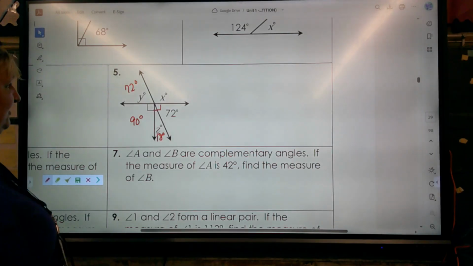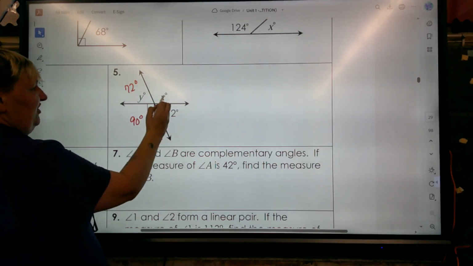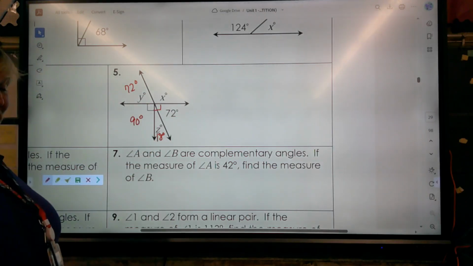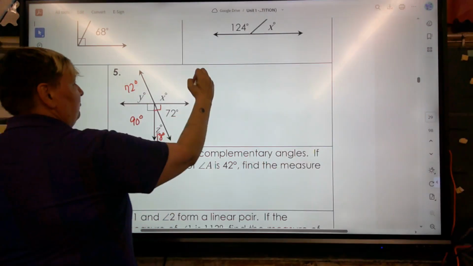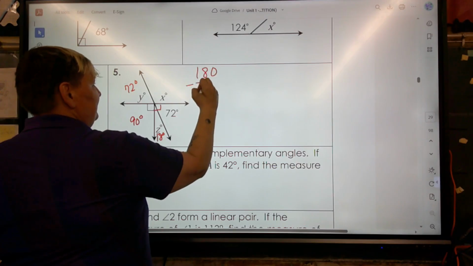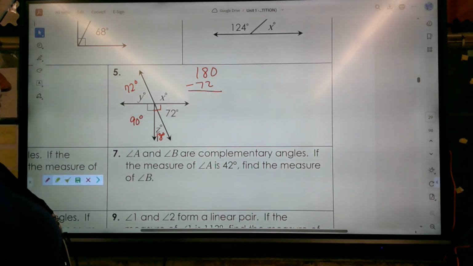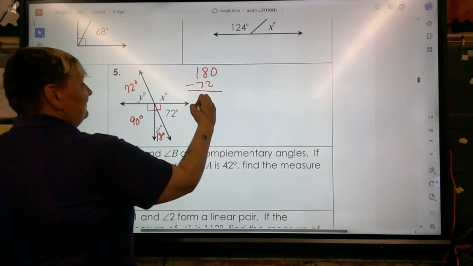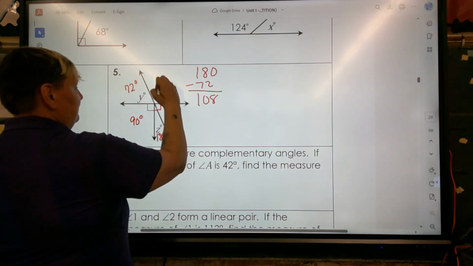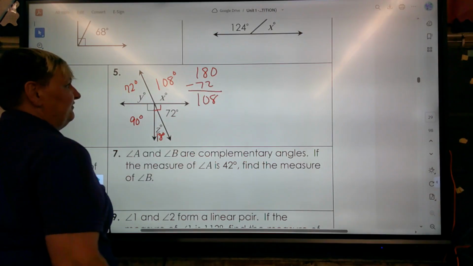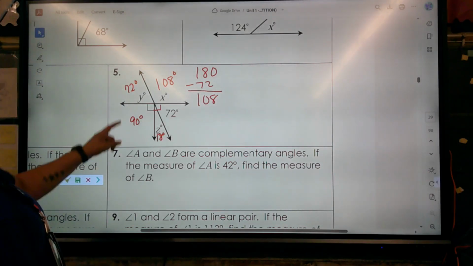You see how we're doing this? This has to equal 180 because they're supplementary angles. So we need 180 minus 72. What's that going to give us? 108? Use your calculators, people. 108 degrees. So now we can answer this.